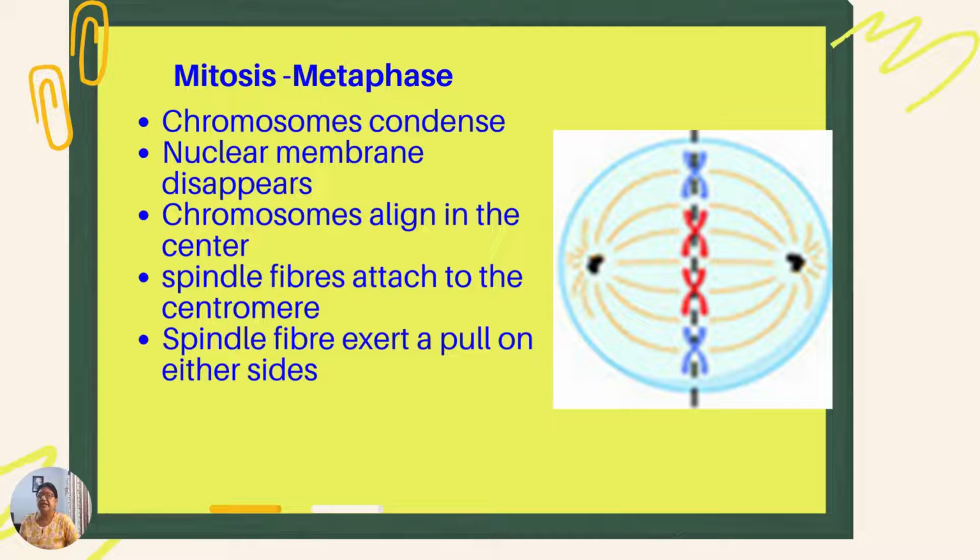Moving on, the metaphase stage. Chromosomes align or arrange at the metaphase plate in the center at right angles to the spindle fibers. What happens is the nuclear membrane completely disappears. Spindle fibers continue to extend from the pole to the center and attach at the centromere. They exert a pull pressure on either side of the chromosomal pair.